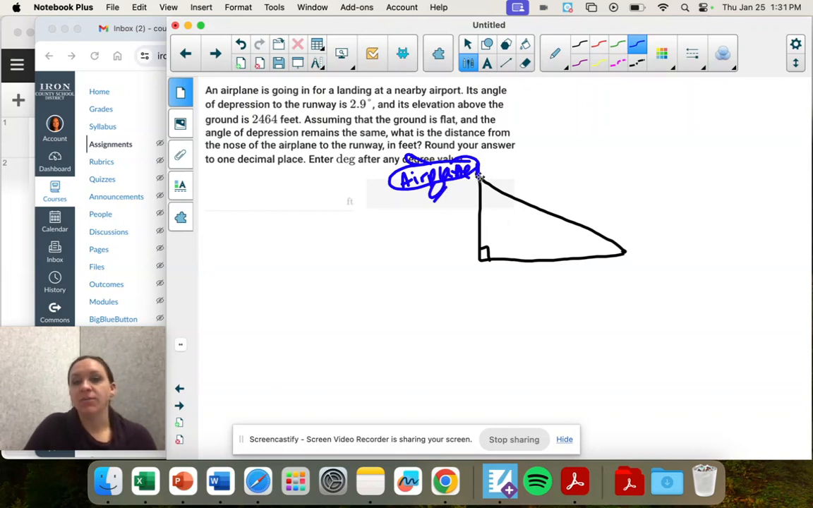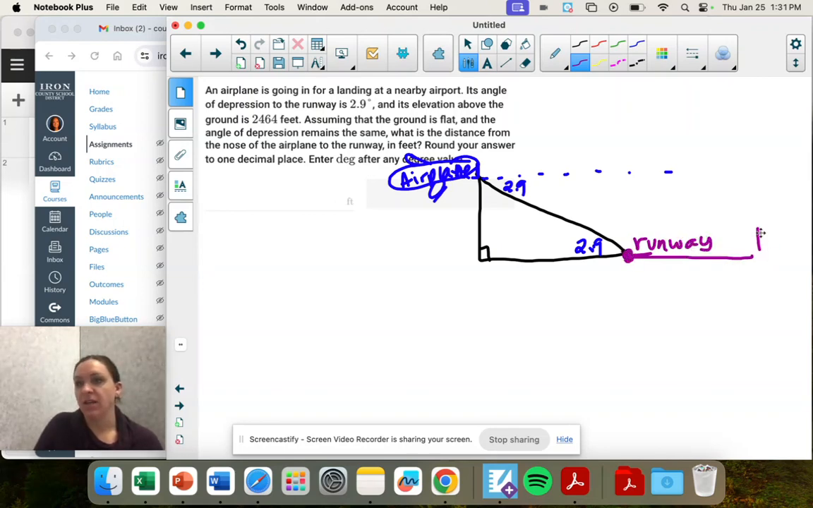It's coming down at an angle of depression. So remember, 2.9 degrees, it's coming down, and that also goes here to a runway. So I'm going to change color here. Right here is going to be a runway, and that's what it's trying to hit. And then the airport would be over there, right? So let's see. The elevation above the ground is 2464. So here's our airplane. If we go down to the ground, it's 2464 feet.